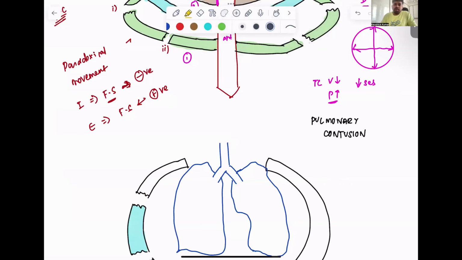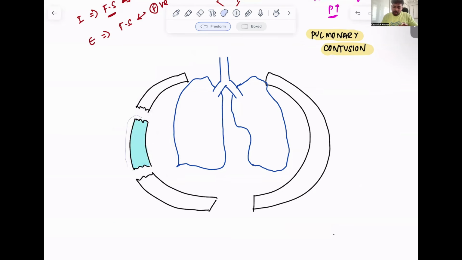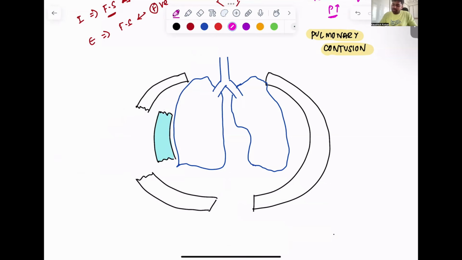So the next important aspect for us to understand is pulmonary contusion. As I've explained earlier, this flail segment moves outside during expiration and it moves inwards during inspiration, right? Because of this inward movement during each inspiration, it is going to damage or injure the lung parenchyma, and this is going to cause pulmonary contusion.